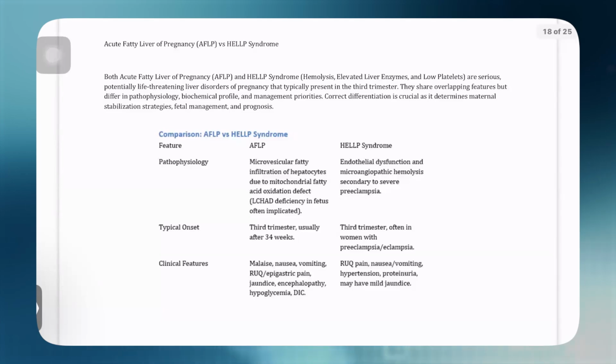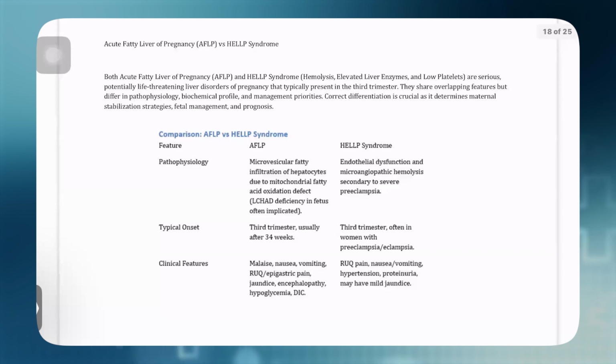Not every AFLP is preeclampsia, not every preeclampsia is AFLP. So you will have to decide by the presentation and biochemical profile. Now let us see. Because this is an examination oriented lecture, we have just ventured directly into the differentiation.